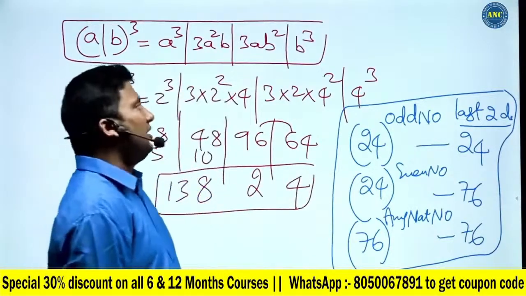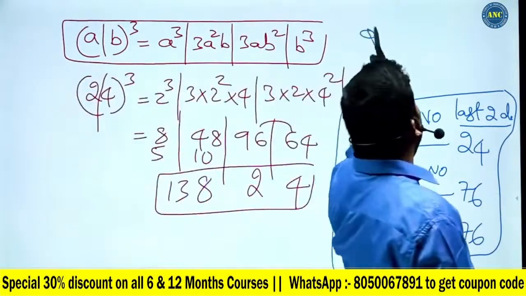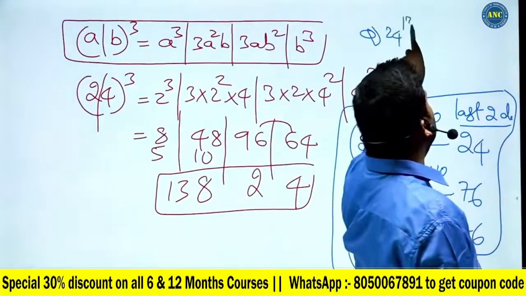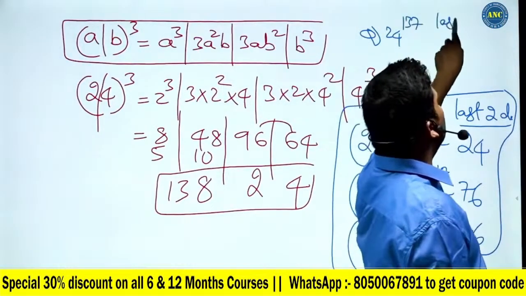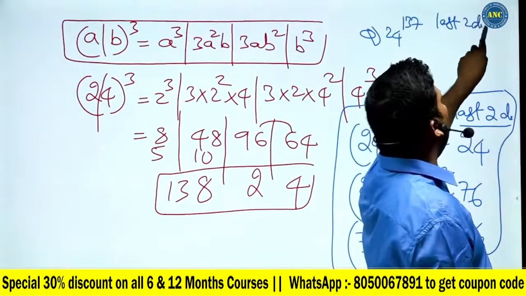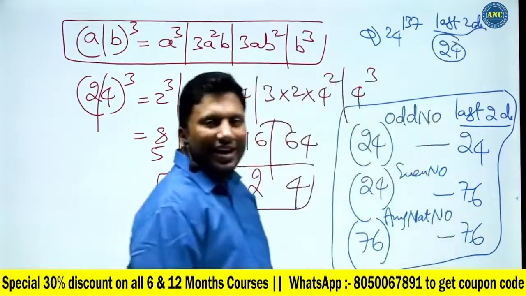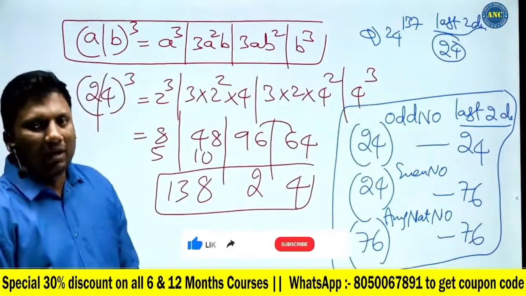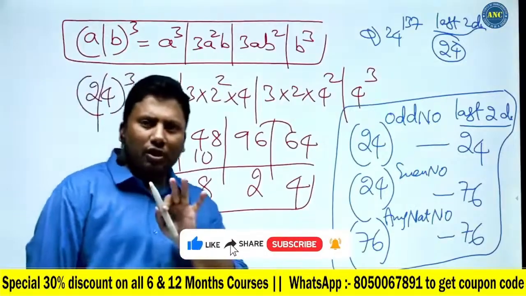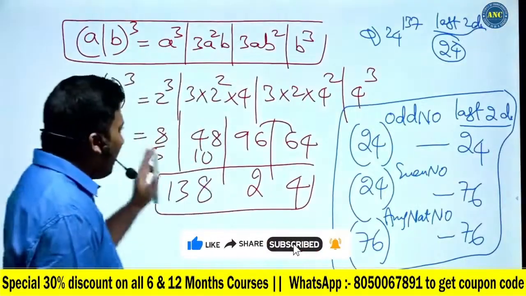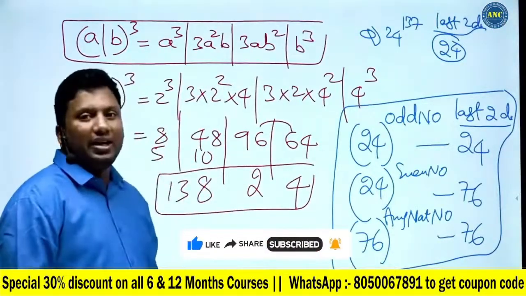See, there is a placement question. 24 power 137. What are the last two digits? 24 power odd number, last two digits will be 24. Is the idea clear? That is exactly the reason why I did 24.